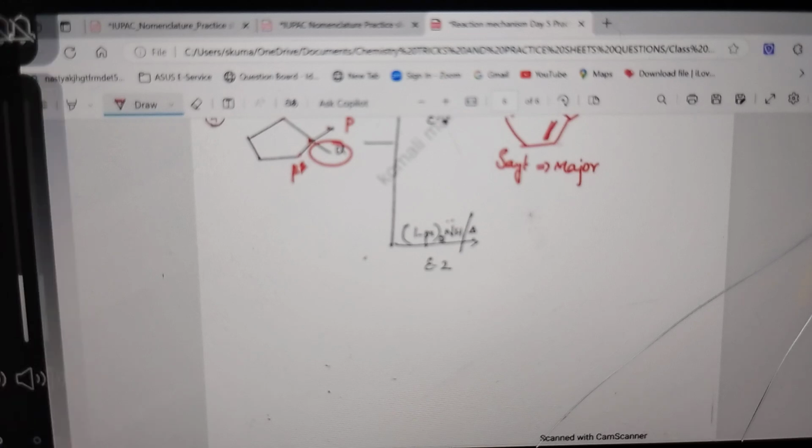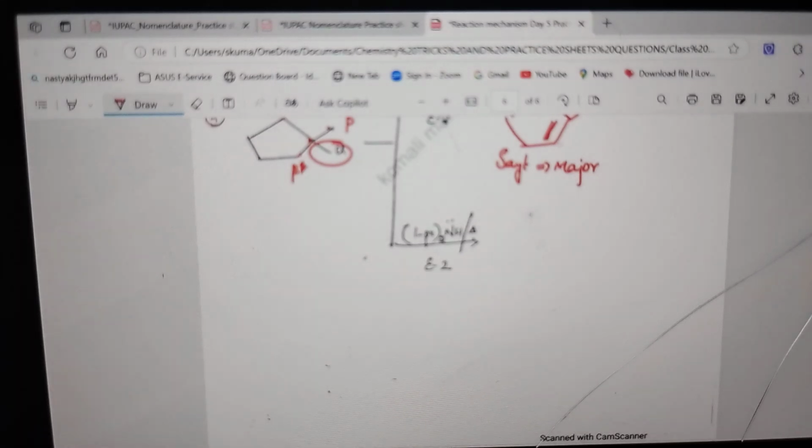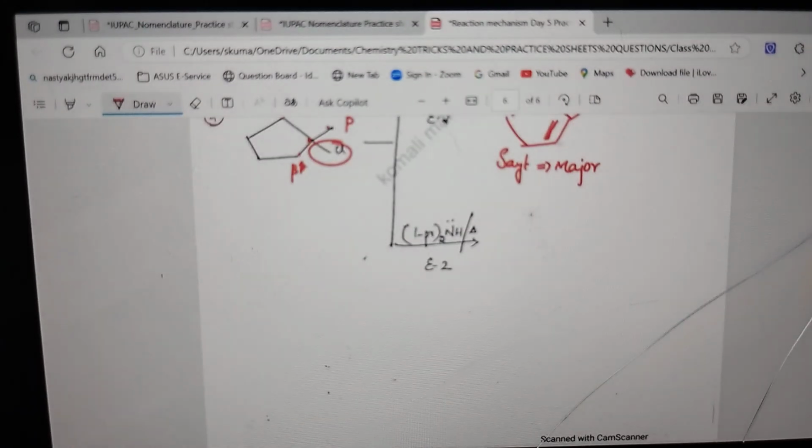Okay. Now tell me this one. Ma'am, at beta 2 position we will put the double bond. Good. So beta 2 position, cyclopentene, beta 2 position will put the double bond. Okay. This is which product? Hofmann. Hofmann major product. So what is this Hofmann's product?